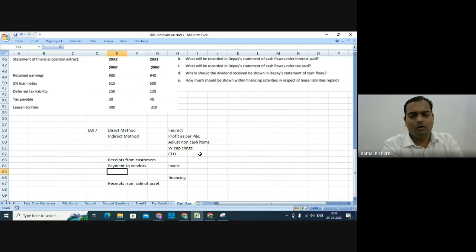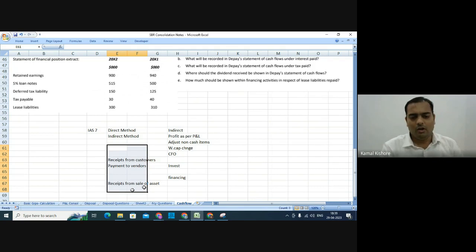Now, one very key important thing is how we prepare the cash flow. In the direct method, you simply take the total of the ledger, then you can show receipts from customers or payment to vendors. But that is very difficult to arrive at. It's a tedious process because we cannot take one ledger; there are millions of ledgers. So how do you go about reconciling that? One easier way is the indirect method, where you start with profit as per P&L and then look at the balance sheet.